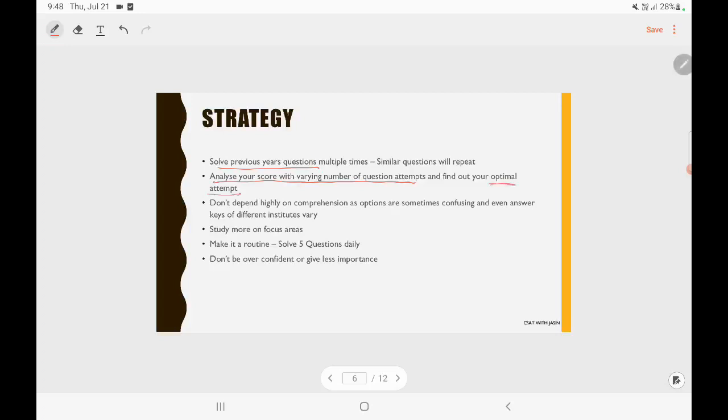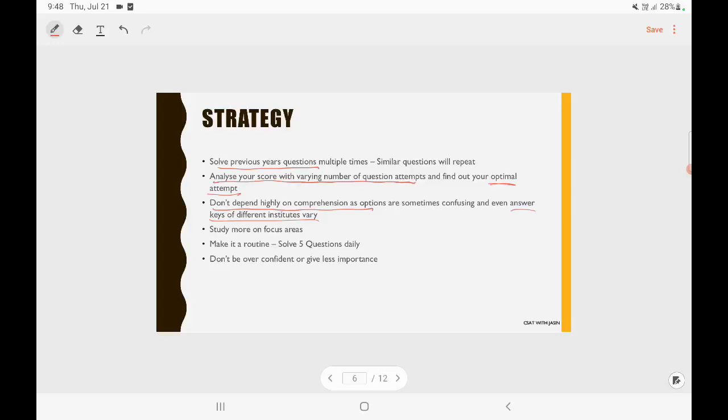Okay, then thirdly, I would suggest that you shouldn't depend highly on comprehension. I have seen many students who depend highly on comprehension, but comprehensions are actually very confusing sometimes, and very subjective. Even if you check the answer keys of different institutes, they will vary largely. Only when you get your UPSC key can you be sure about the answers. So don't depend highly on comprehensions. You can attempt comprehension, but along with it, you need to attempt the maths questions as well.